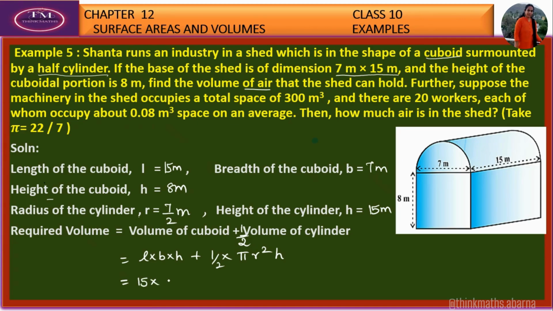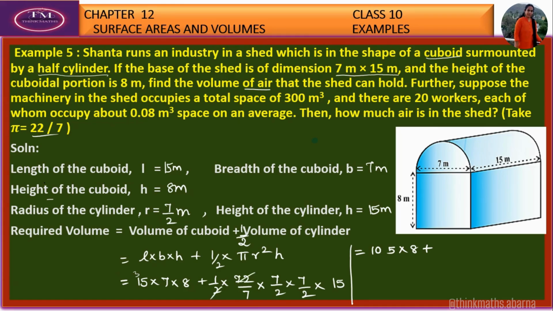L is 15, B is 7, H is 8 plus 1 by 2 into pi takes the value 22 by 7. 22 by 7 R square. What is R? R is nothing but 7 by 2 square. So we can write 7 by 2 into 7 by 2 into H. What is H? H is 15. Now we have to calculate. So 15 into 7 into 8. What is 15 into 7? 5 sevens are 35, balance 3. 1 sevens are 7, 7 plus 3 it is 10. So 105 into 8 plus here 1 2s are 2, 11 2s are 22. And this 7 gets cancelled. So what is remaining? 11 into 7 into 15 divided by 2 into 2.